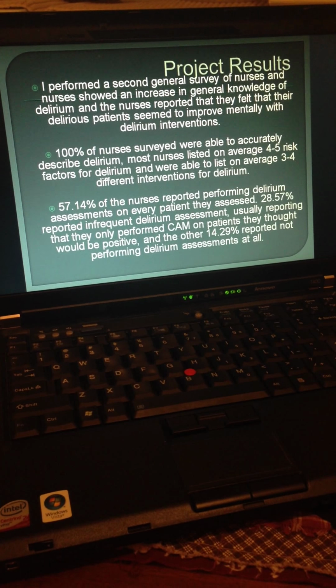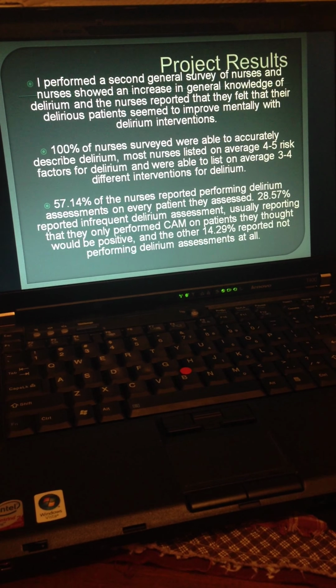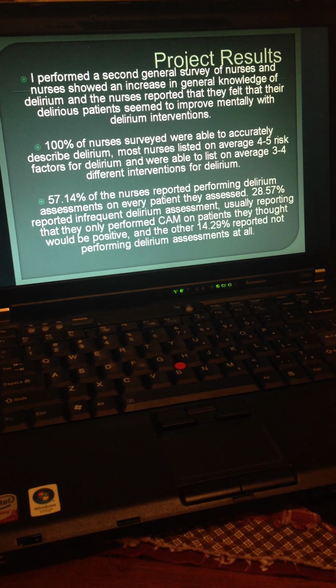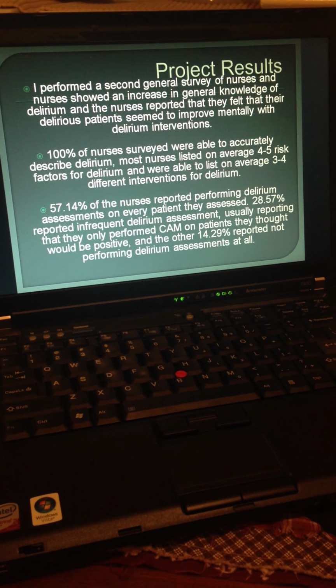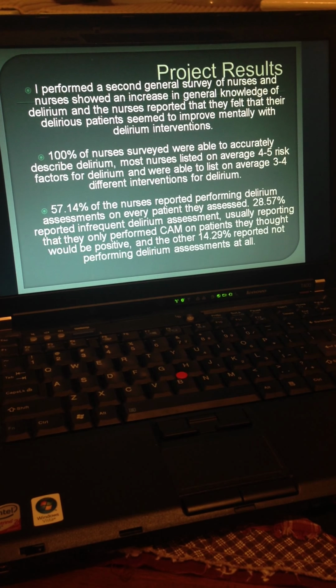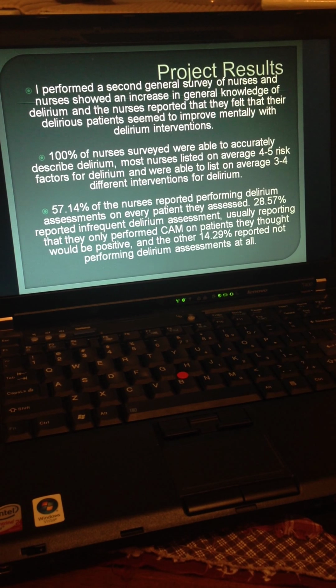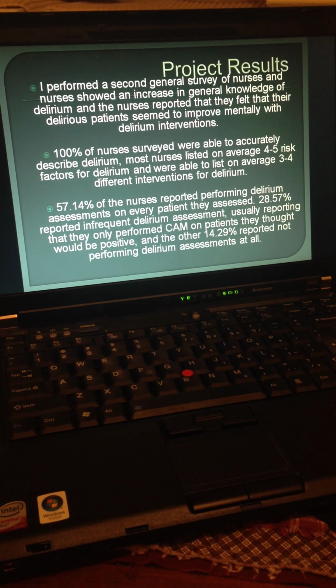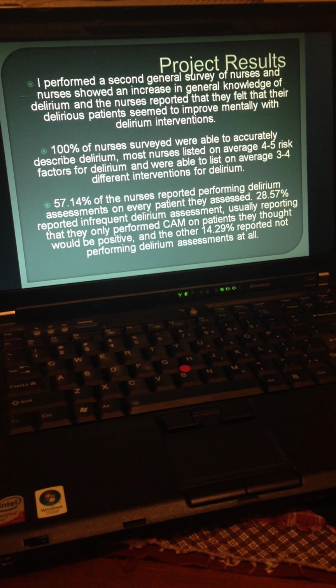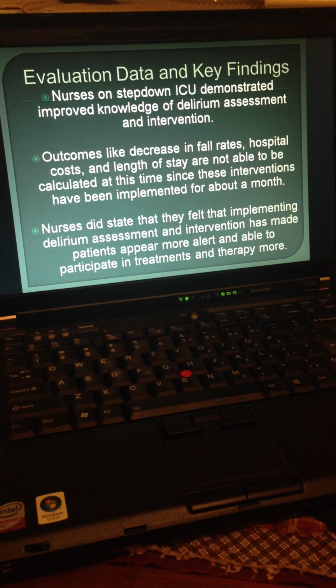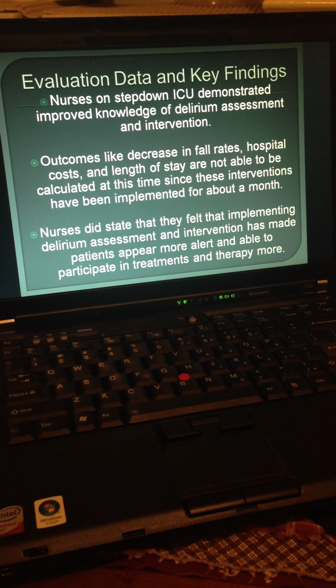57.14% of the nurses performed delirium assessments on every patient they assessed. 28.57% reported infrequent delirium assessments, usually reporting that they assessed the patients that they knew would be positive for delirium. And then another 14.29% reported not performing delirium assessments at all, usually citing time constraints and unfamiliarity with the CAM assessment method as their reason for not performing.